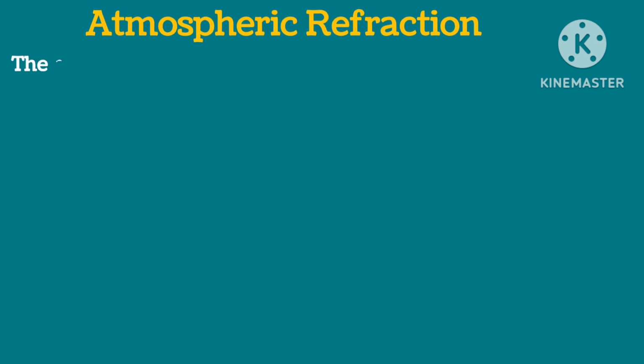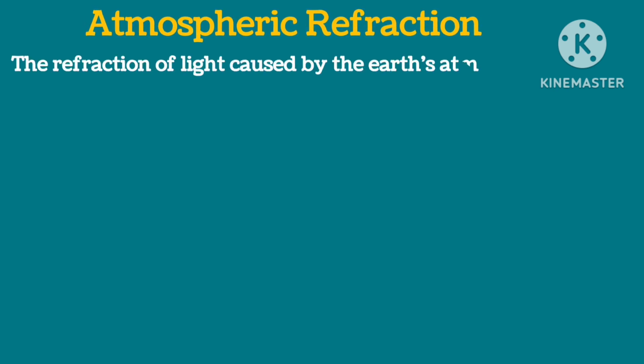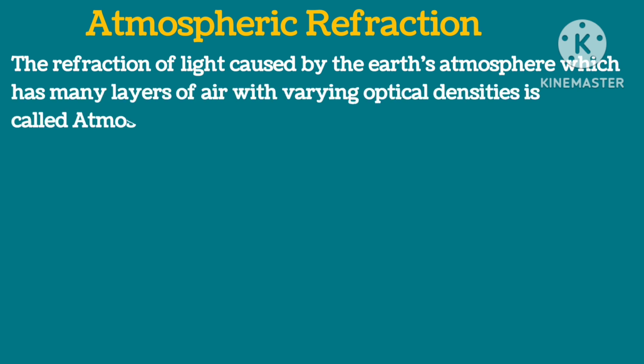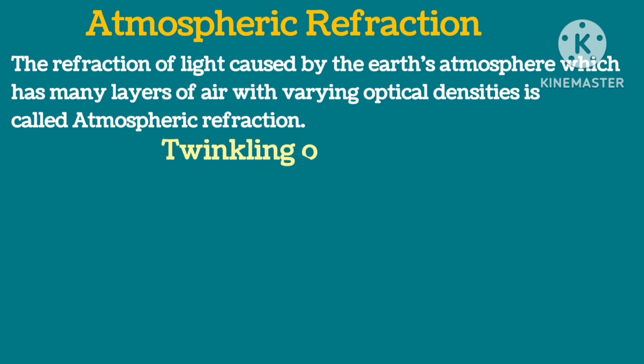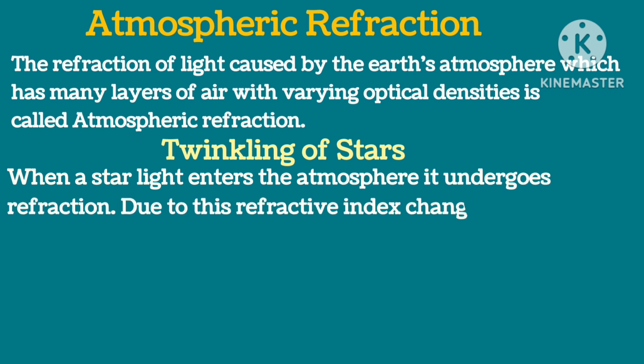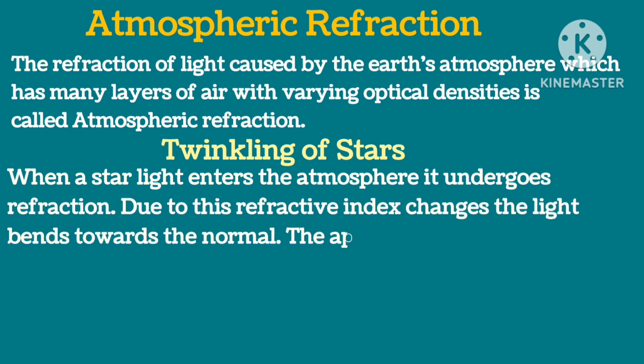Atmospheric refraction. The refraction of light caused by the Earth's atmosphere, which has many layers of air with varying optical densities, is called atmospheric refraction. Twinkling of stars. When the starlight enters the atmosphere, it undergoes refraction. Due to this, the refractive index changes.